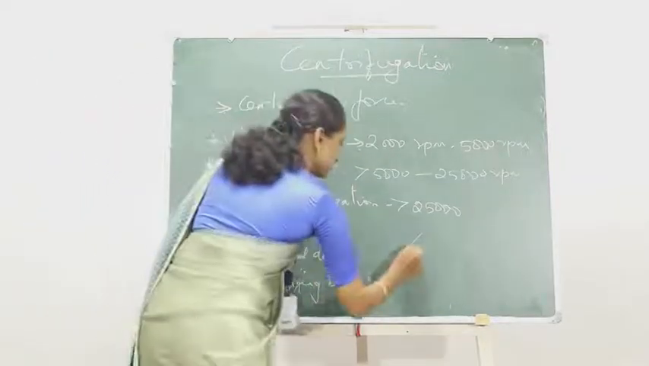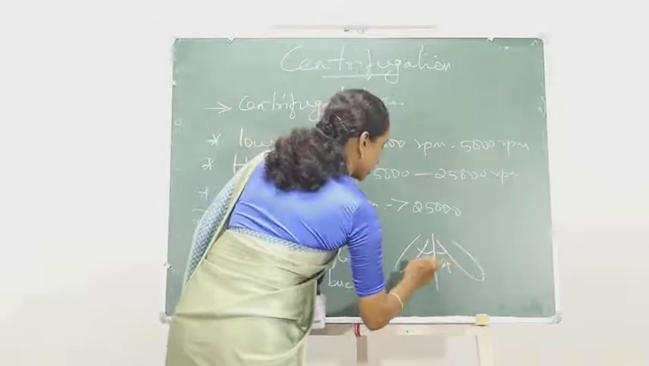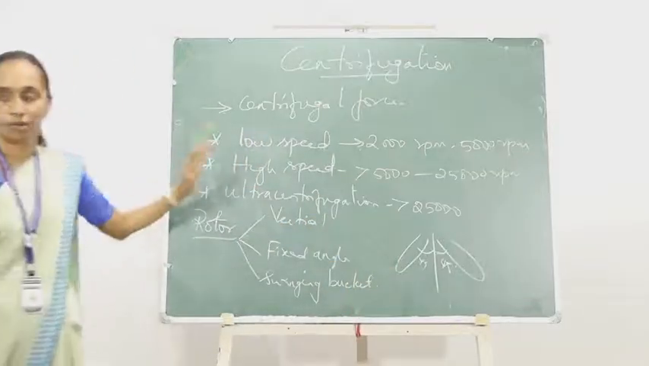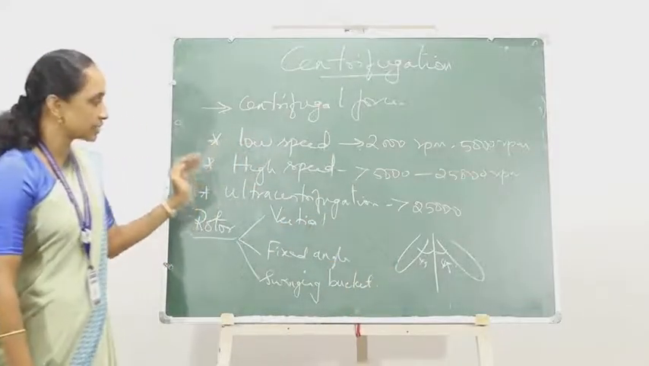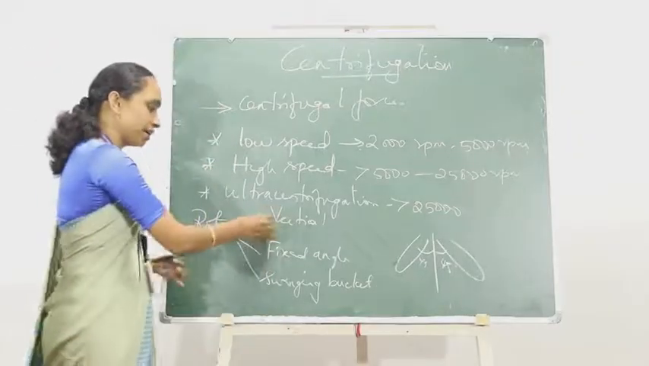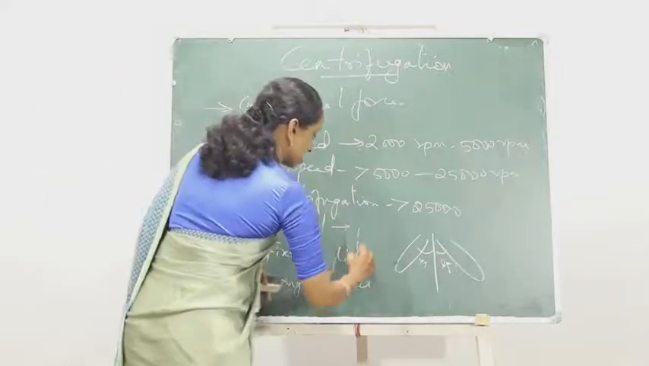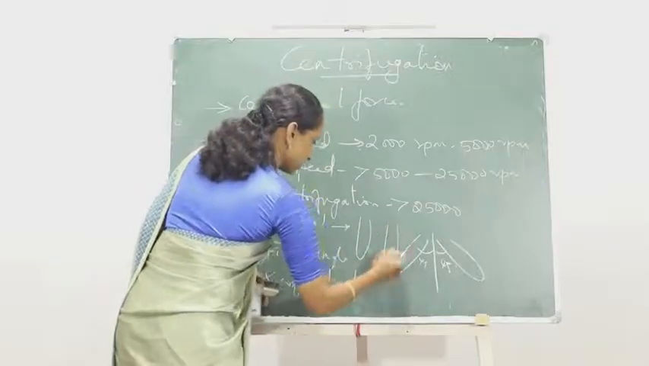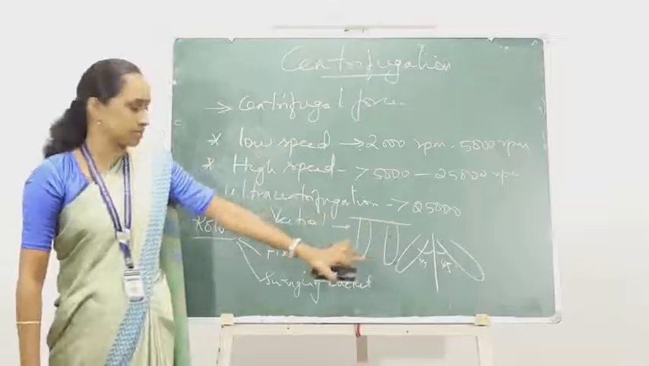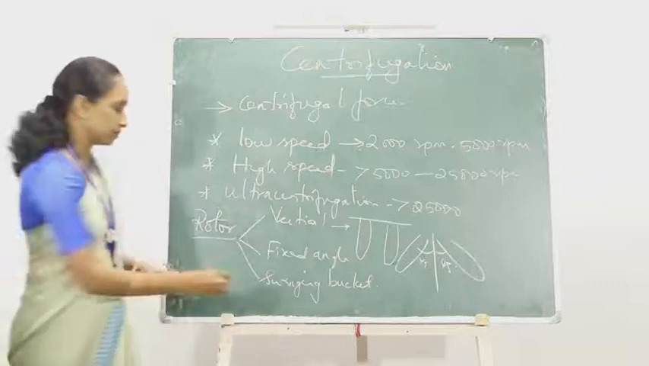It will be fixed at an angle of 45 degrees. And this cannot be moved or changed in case of low speed, that is the tabletop or benchtop centrifuge. In high speed and ultra centrifuges, the rotor can be changed. It may be either vertical or swinging bucket. A vertical rotor will be in this direction and the angle is not fixed. Similarly, a swinging bucket will move like a swing.